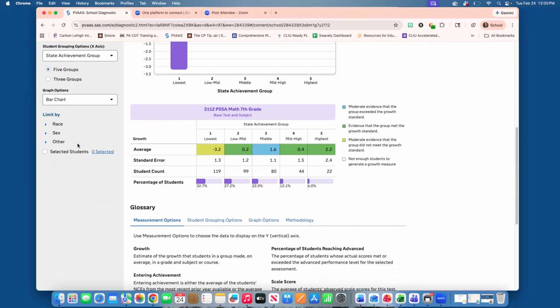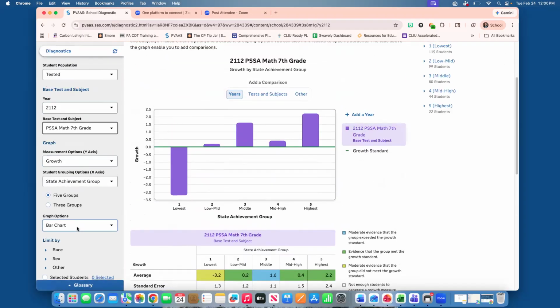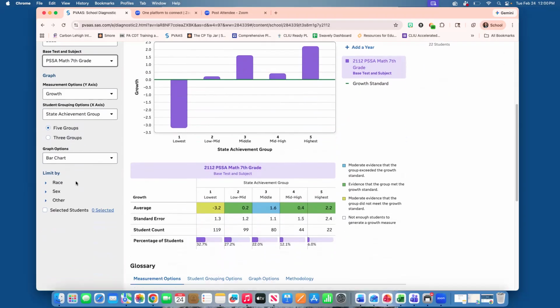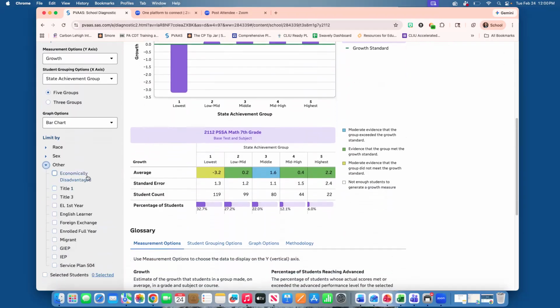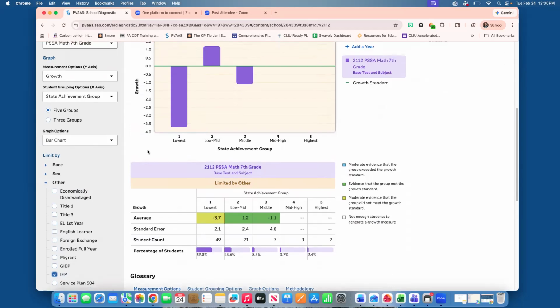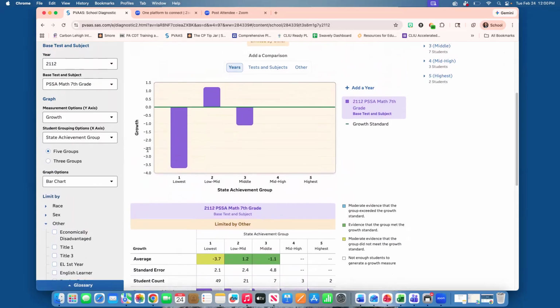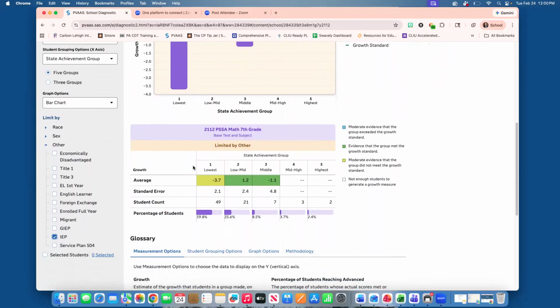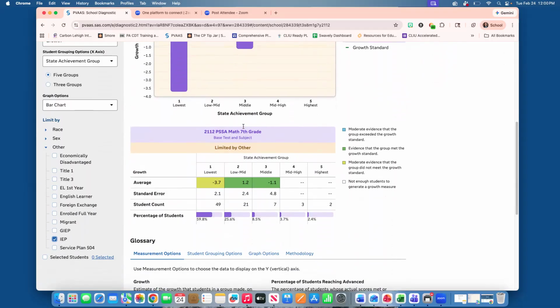There is a way on the left-hand side here to limit the data by different options. So where it says limit by, I'm going to click on other, and you'll see a whole bunch of different groups that you can look deeper into. I'm going to select students with an IEP. If I just want to look at my students with an IEP, once I click that, it's going to change the graph and the table here on the right-hand side. So again, now I can see just my students with IEPs, how my lowest, my low mid, and my middle students performed based on that data of students with an IEP.